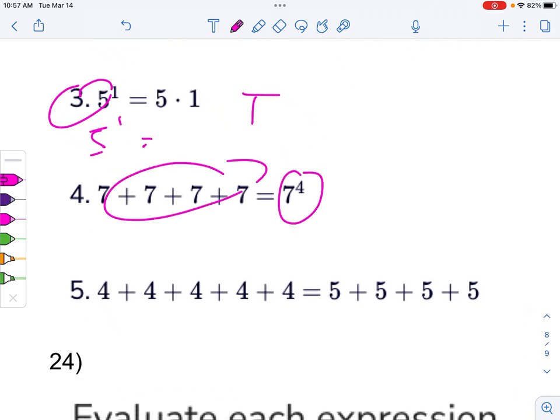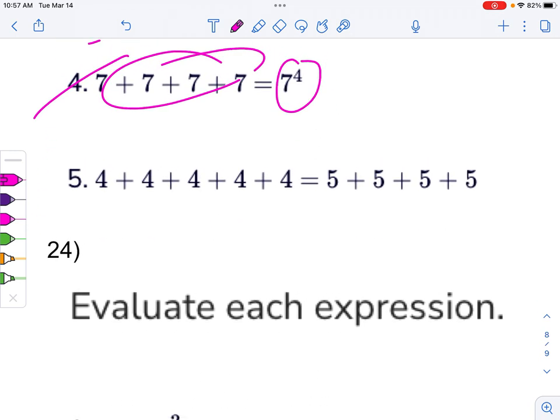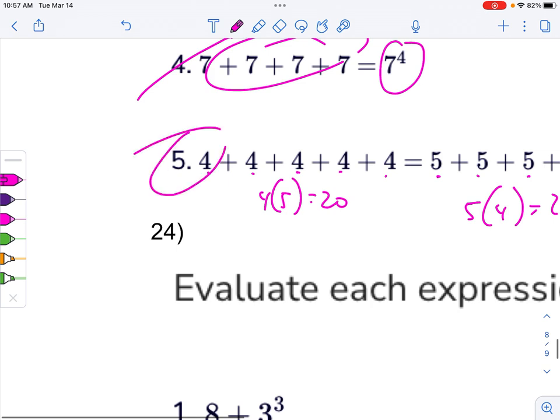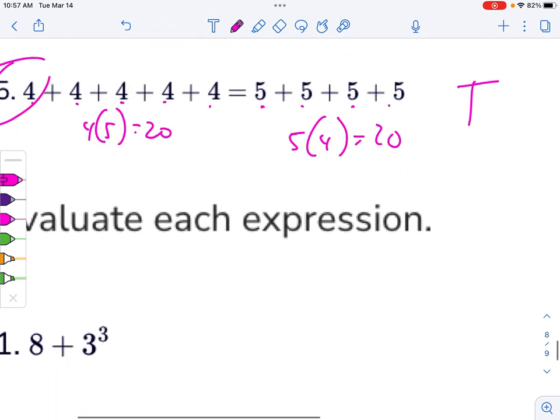Number 4, 7 to the 4th power is different than adding. This does not work. You know what? This one feels like it doesn't work. So this is 4, 1, 2, 3, 4, 5. This is 4 times 5, which is 20. And this is 1, 2, 3, 4. This is actually 5, and it's 4 sets, and that equals 20. Oh, you know what? These are equal. This is a true statement.